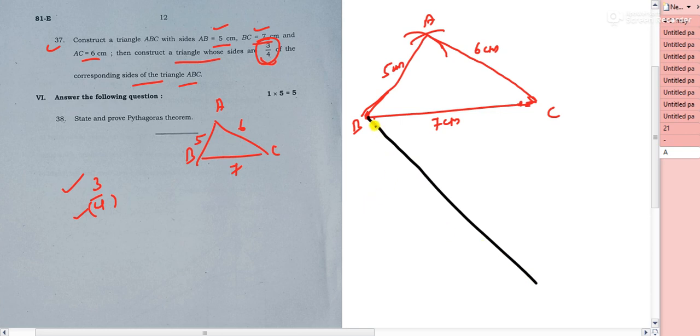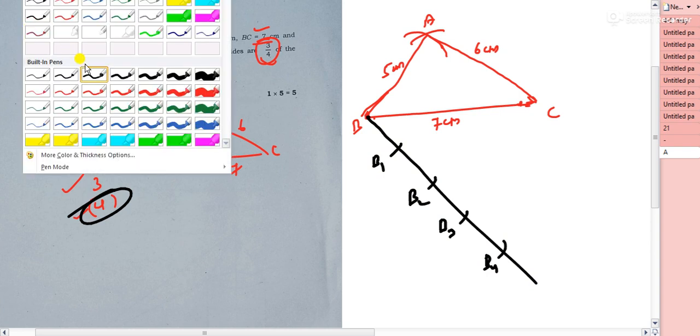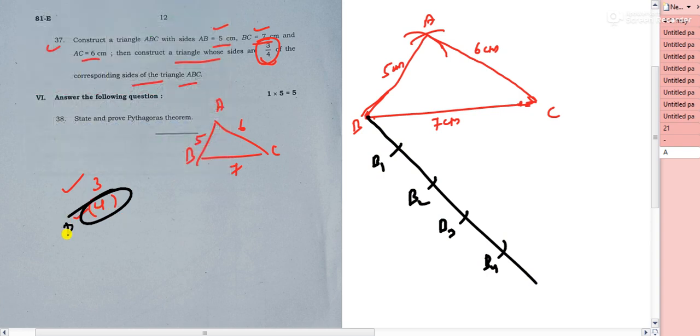So always try to draw a line like this. Now cut this into 4 equal parts, using the same measurement. So 1, 2, 3, 4. You can name them as B1, B2, B3 and B4. Now what is the value given in the denominator? It is 4, correct? So join it from here.